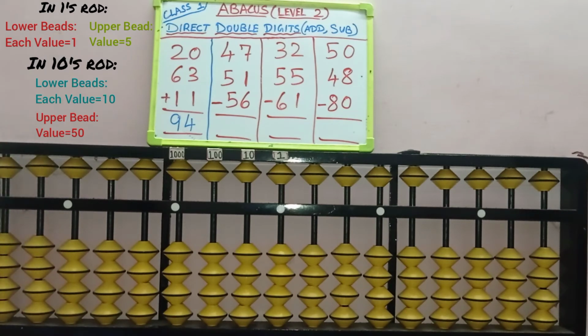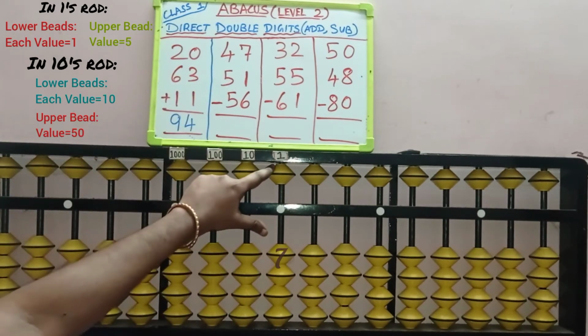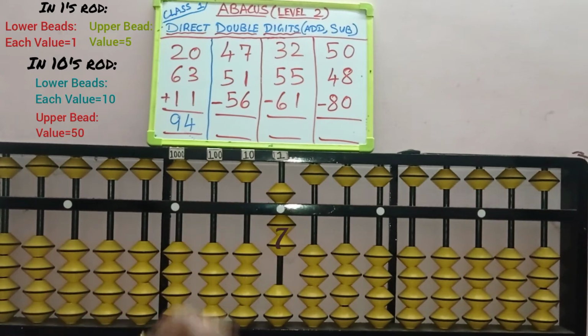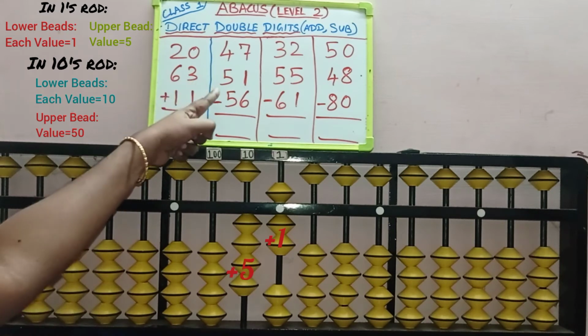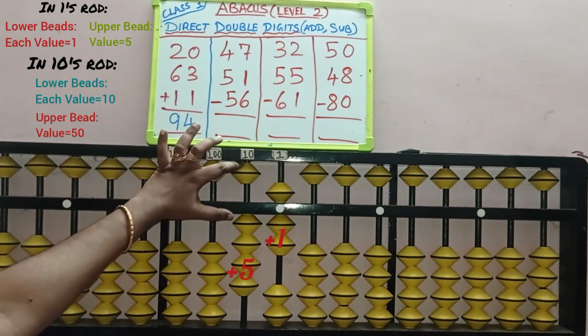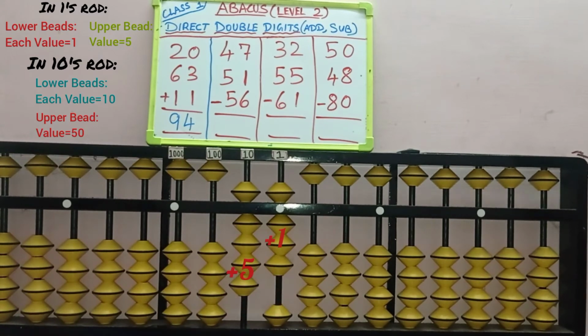47 plus 51 minus 56. First, we'll move 47. Here, 7 is in the 1's place: 5, 6, 7, and 4 is in the 10's place. So 47 is added. Next, second row plus 51. Here 1 is in the 1's place, 5 is in the 10's place. So move 5 beads in the 10's place and move 1 in the 1's place. So 51 is added.